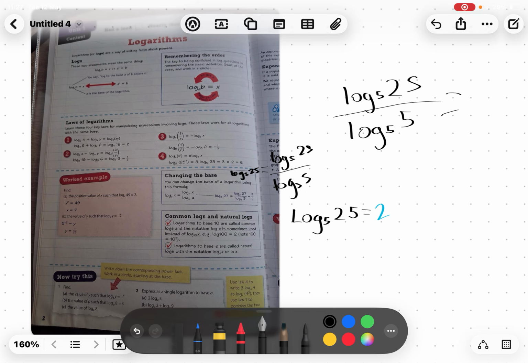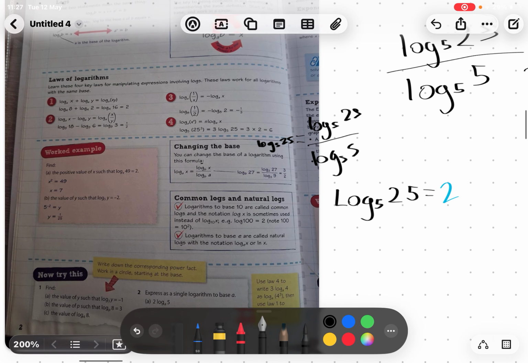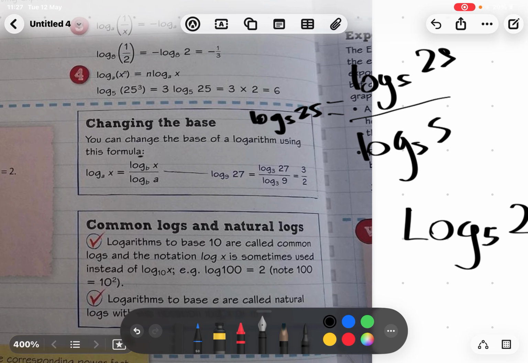Yes, but no at the same time. Why is it? Let me do it on my calculator. Log 525. Oh no, what? 5, not 25. Oh yes, basically this equals 2, so it does work. Aha, I got you.